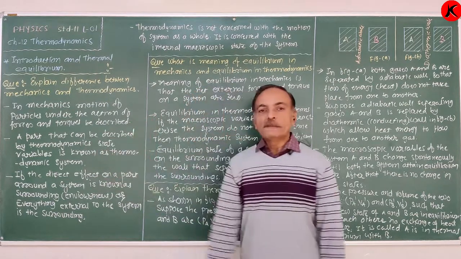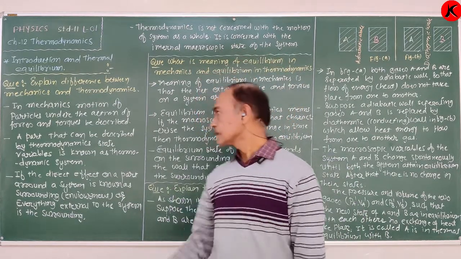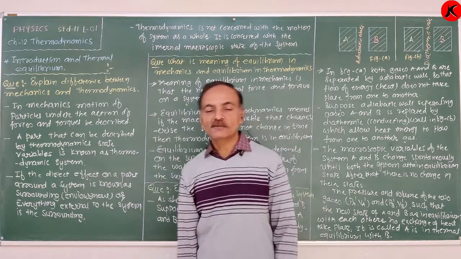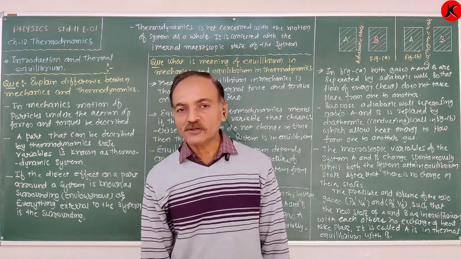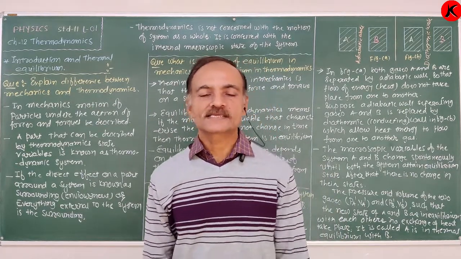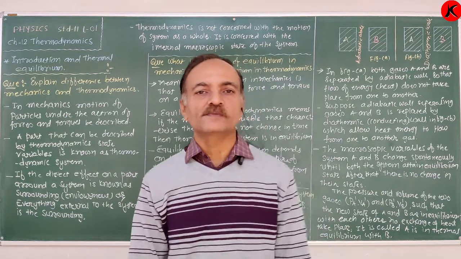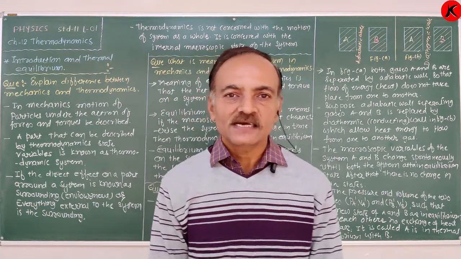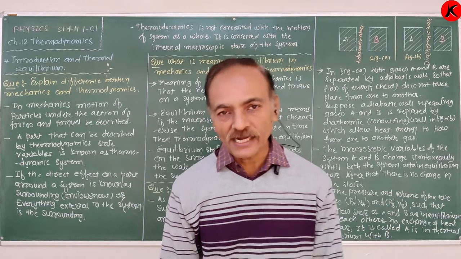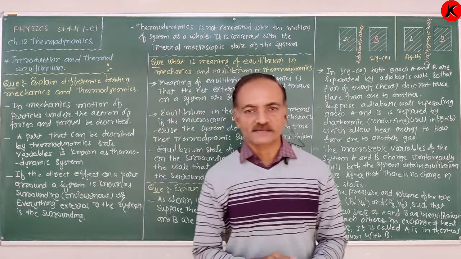Before starting our discussion about thermodynamics, what is the system and what is the environment or the surrounding? A part that can be described by thermodynamic state variables is known as the thermodynamic system. In short, it is the part of the universe considered under thermodynamic study. Suppose that is the room. We are interested to learn about the pressure, volume and temperature of this room. So this room is our thermodynamic system for this type of study.